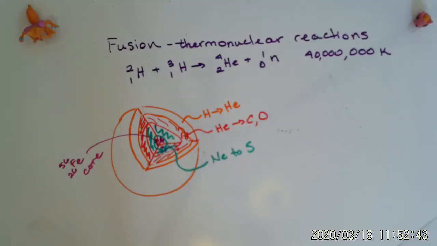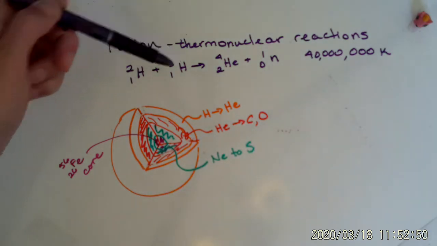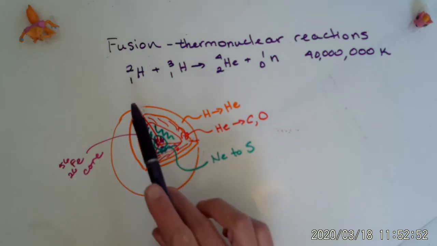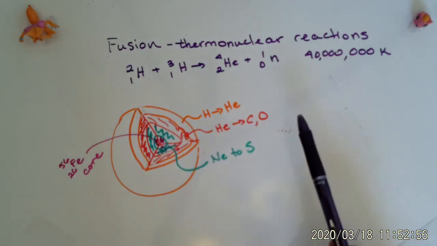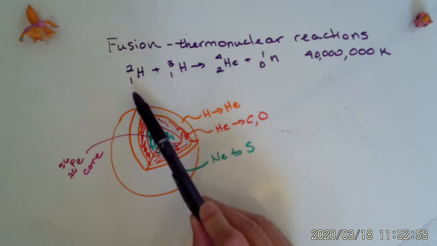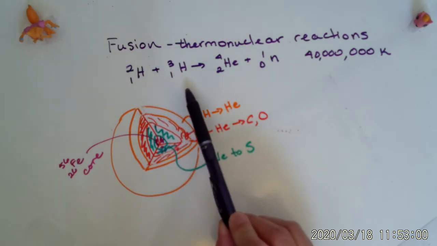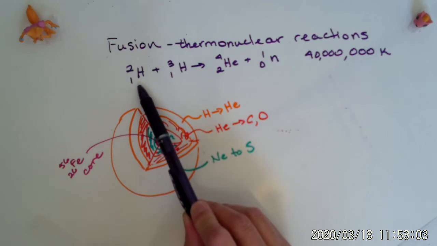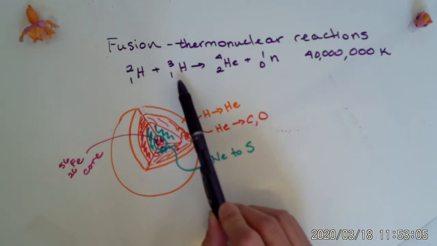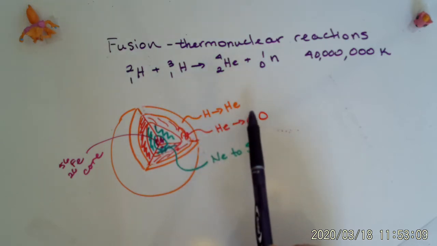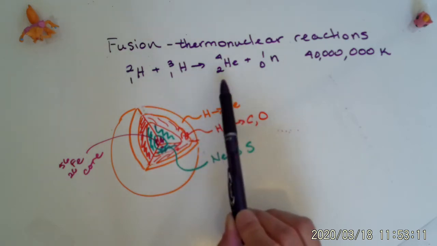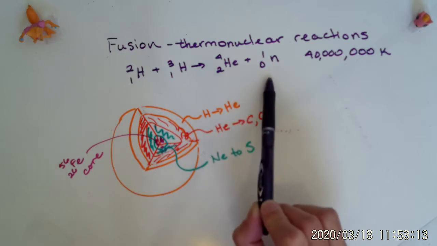Okay, let's talk a moment about fusion. Fusion is where you take two smaller nuclei, and when they combine, they form a larger, heavier element. So that's what fusion is. The example I'm giving you is between deuterium, hydrogen-2, and tritium, hydrogen-3. When they're combined in a nuclear fusion reaction, they form helium and a neutron.